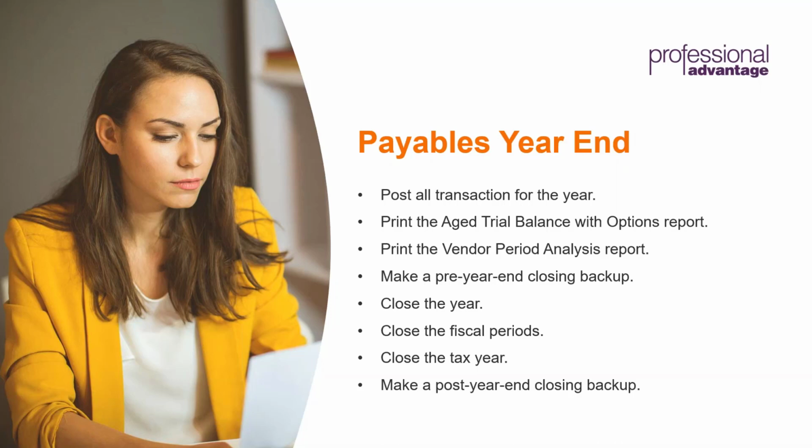We also advise you to print the age trial balance with options report in a detailed format and to keep that in your year-end permanent financial records. After which, perhaps print the vendor period analysis report and keep that also with your permanent financial records. We then make a pre-year end closing backup, which we store once again in a safe area, permanent storage. Then close the year end, close the fiscal periods, close the tax year, and then make a year-end closing backup.